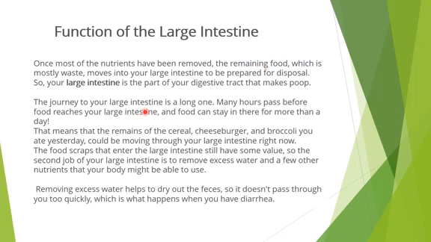most of the nutrients have been removed, the remaining food, which is mostly waste, moves into your large intestine to be prepared for disposal. So your large intestine is a part of your digestive tract that makes poop. So that means that once all nutrients are absorbed from the food and it is completely digested, then small intestine pushes the food into large intestine, and at that time the food is almost in the form of waste, like it is going to be excreted from the body.